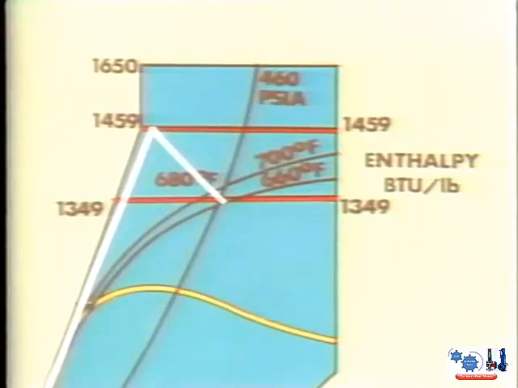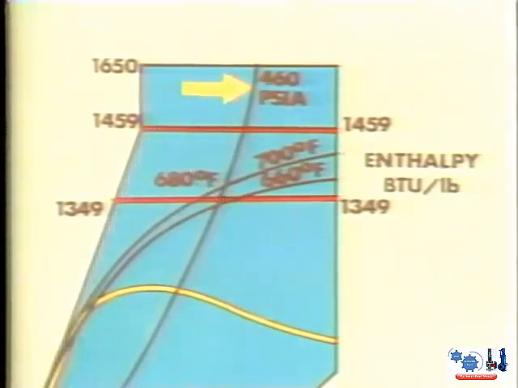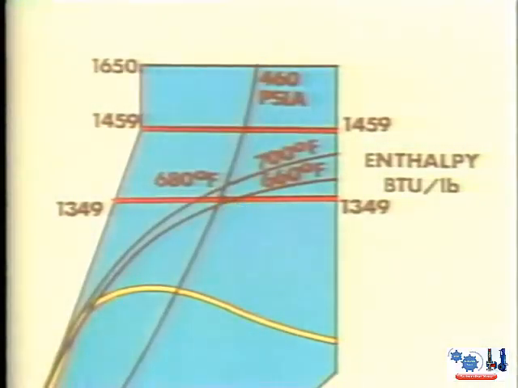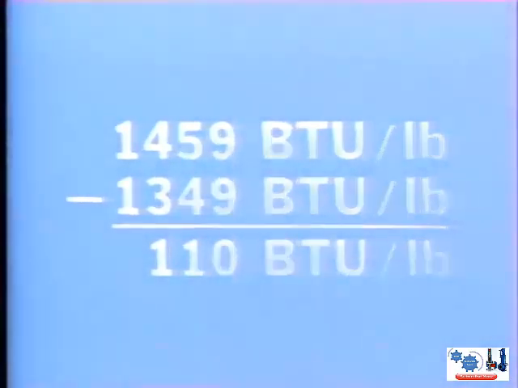At the outlet of the high-pressure turbine, pressure has decreased to 460 psia, and temperature has dropped to 680 degrees. Plotting these points on the Mollier diagram, we can read the enthalpy value at the outlet at around 1,349 BTUs per pound. Taking the difference between these two values, we discover that approximately 110 BTUs per pound was removed from the steam by the HP turbine.